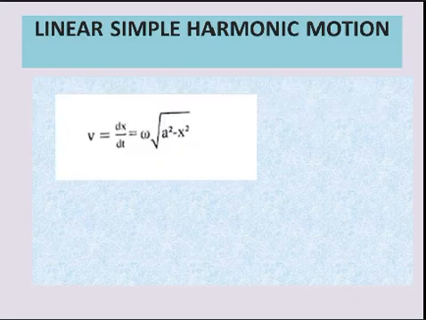So the velocity of the particle which is executing simple harmonic motion is given by the mathematical formula v is equal to dx upon dt is equal to omega under root a square minus x square.